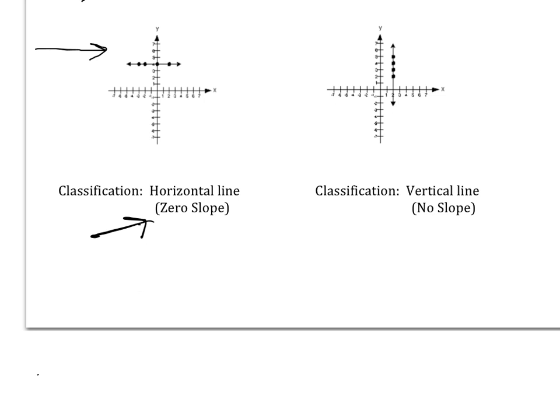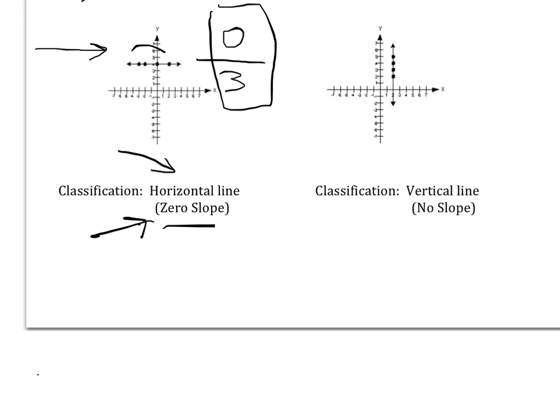There is 0 rise, and you can pick any of these runs from point to point. I could go 1 or 3 for my run. This fraction 0 divided by 3 equals 0. A horizontal line has a zero slope, and an easy way to remember it is to go with the z's.